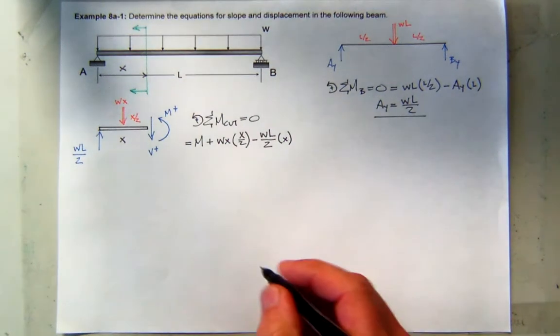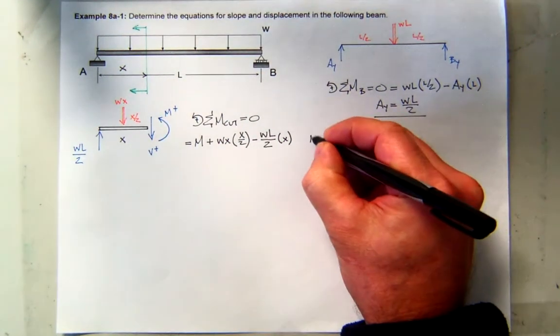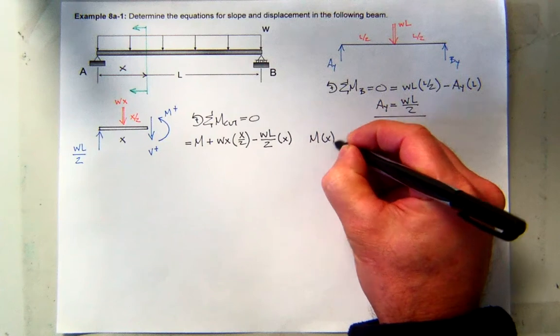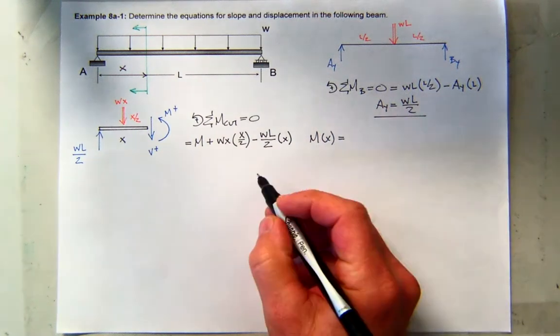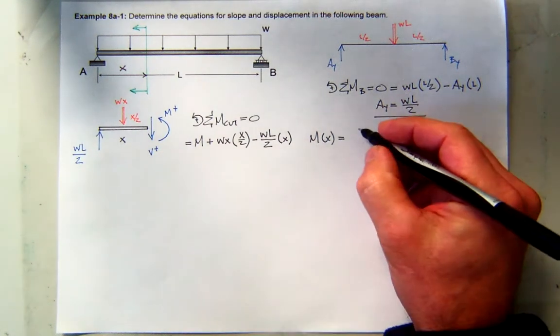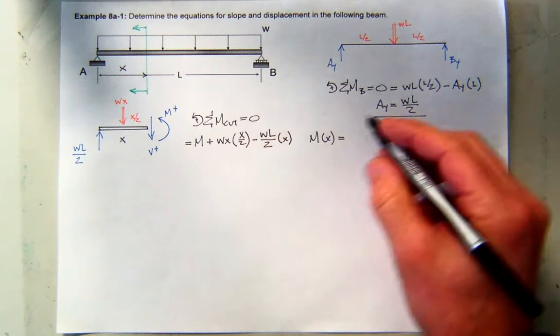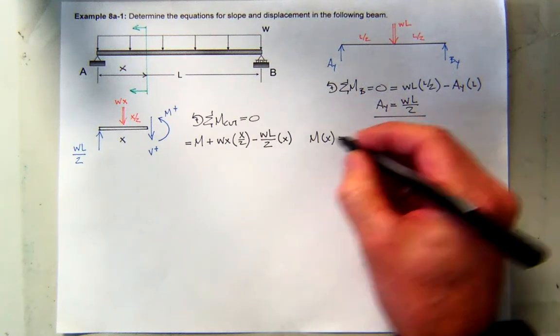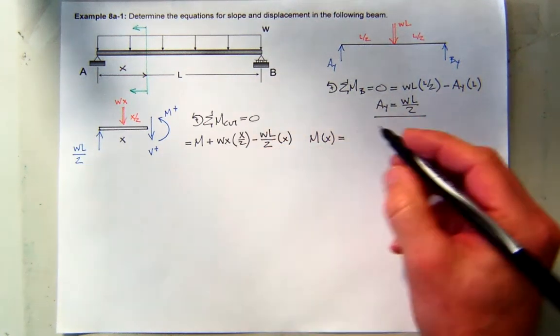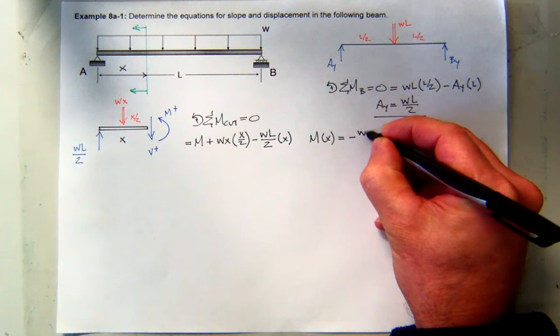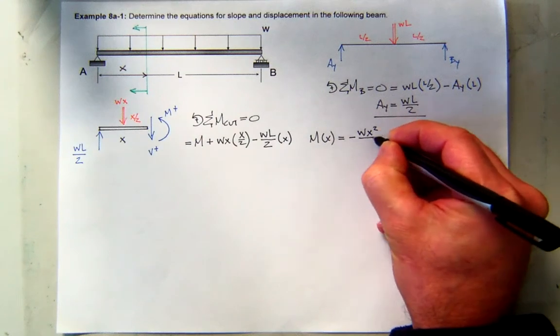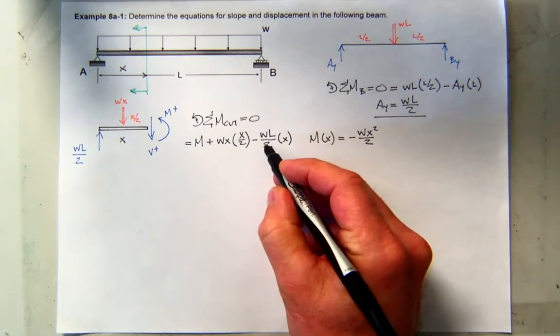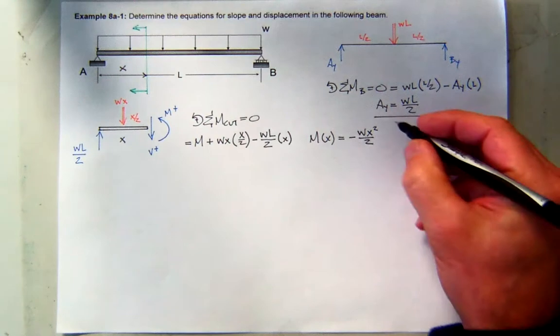So just solve for the moment. My moment as a function of x will be equal to what? It looks like this first term is wx squared over 2, so that'd be minus wx squared over 2. And the last term will be WLx over 2.